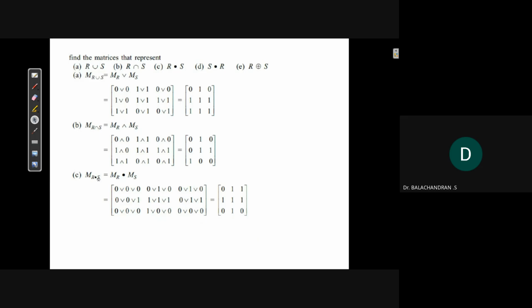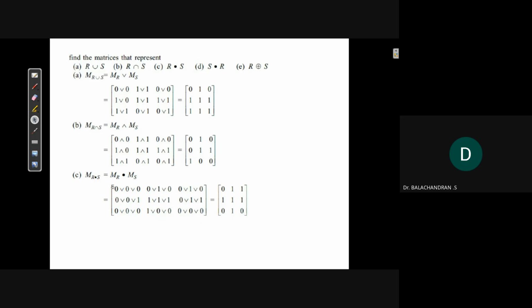Okay, MR composition S. As per Virarajan notation, MR composition S is MR composition MS. But as per the Venkatraman book, MR composition S is what?